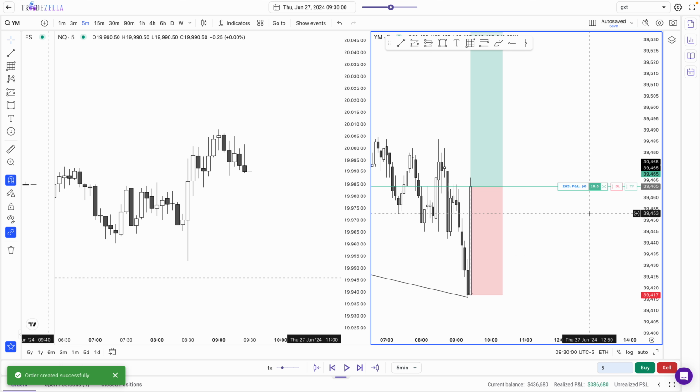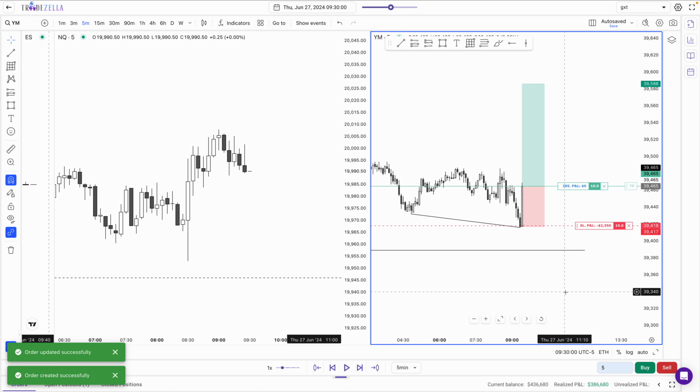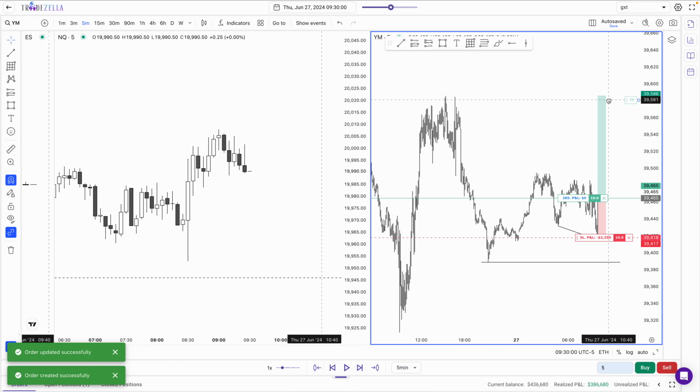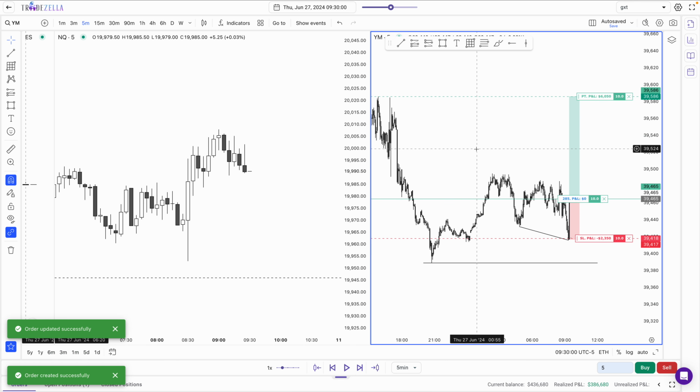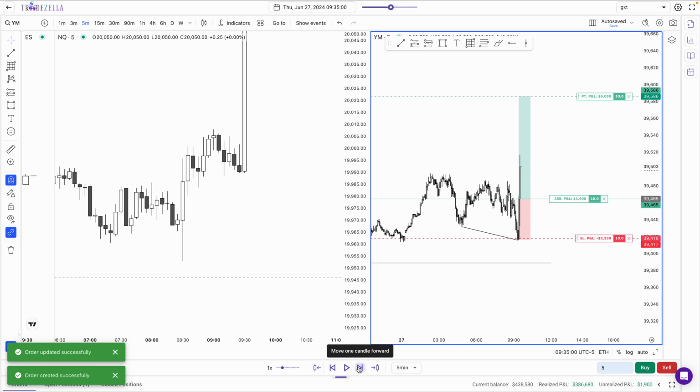So you just get in before the driver, put your stop loss at a relevant level, and get in, or put your TP over here, obviously, right? So that's a really good trade in my opinion.